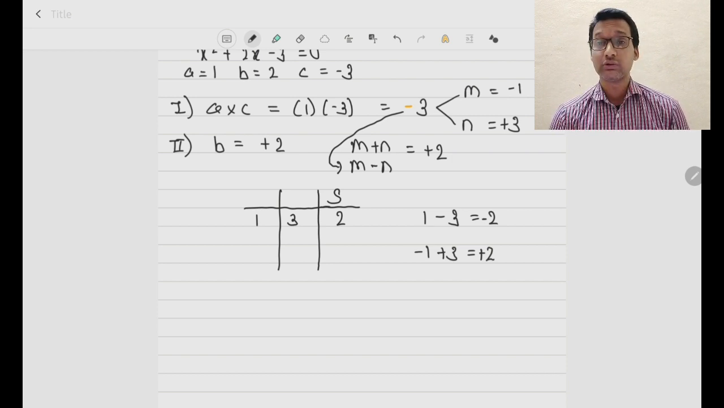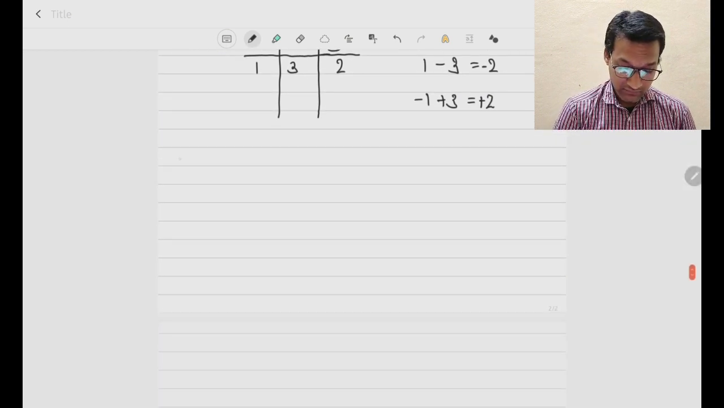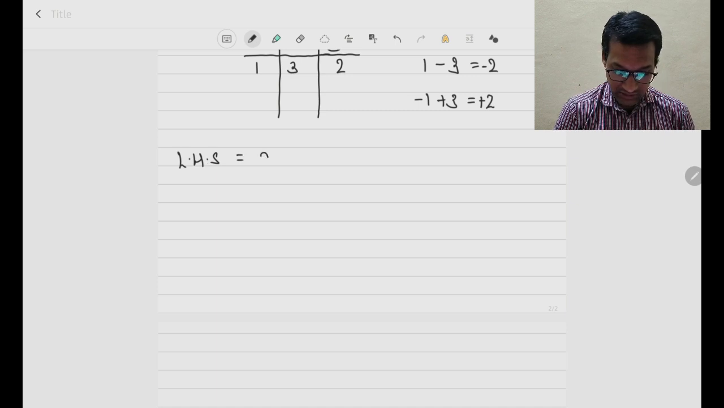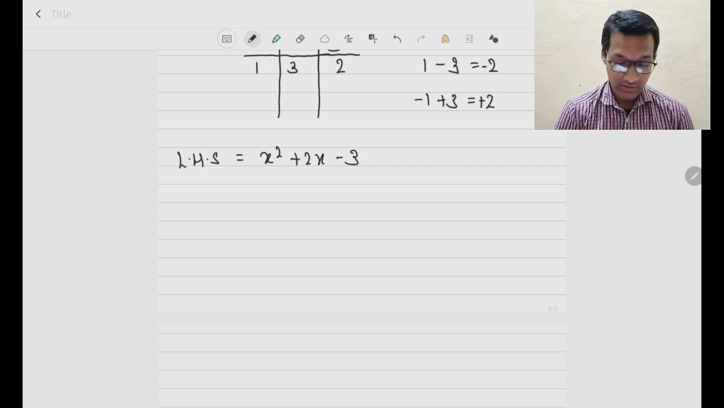Now see how to include these factors and solve the quadratic equation. Now we have the LHS, that is the quadratic equation x square plus 2x minus 3. Now we will split this middle term 2x by using the factors.